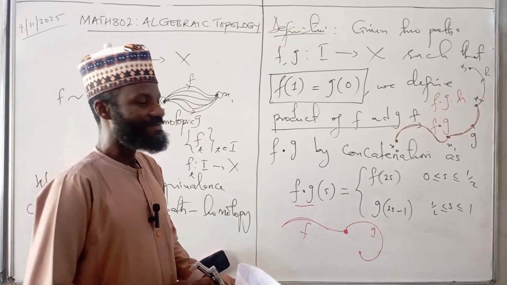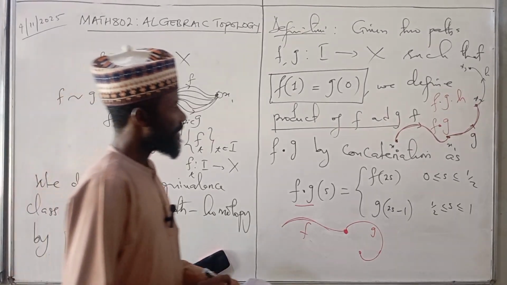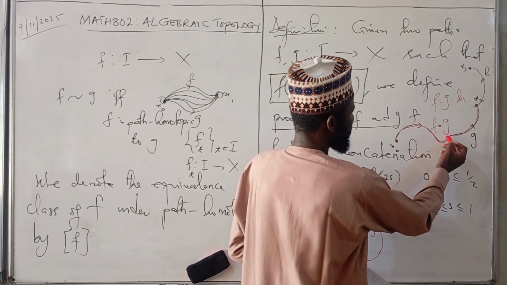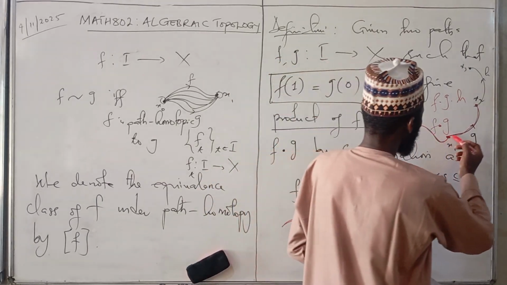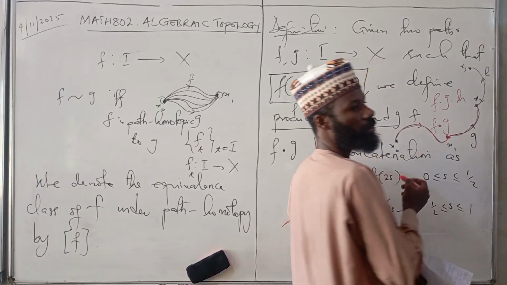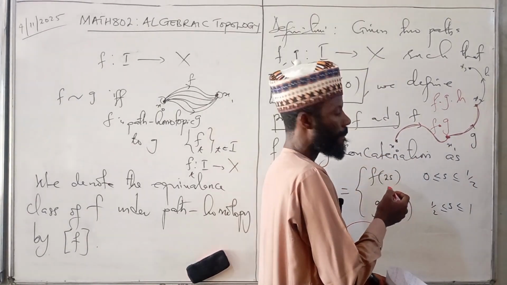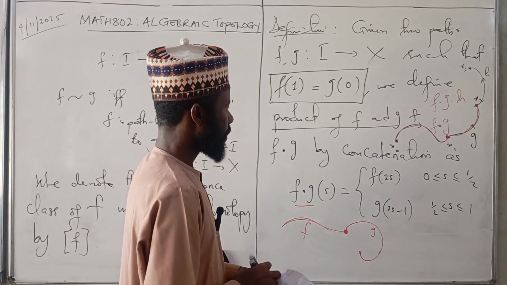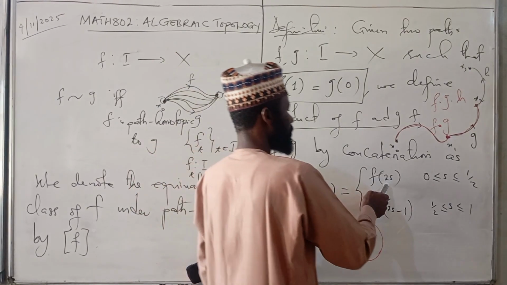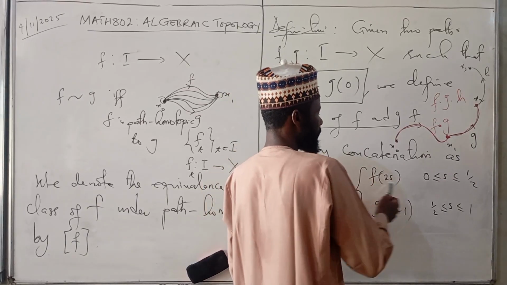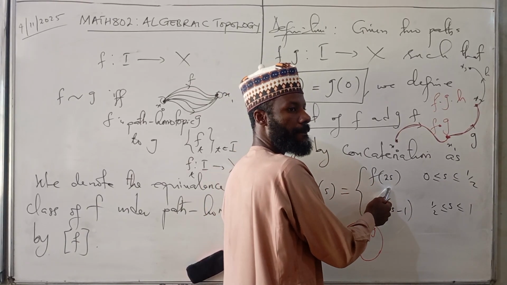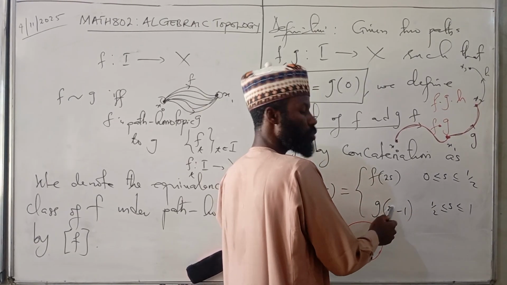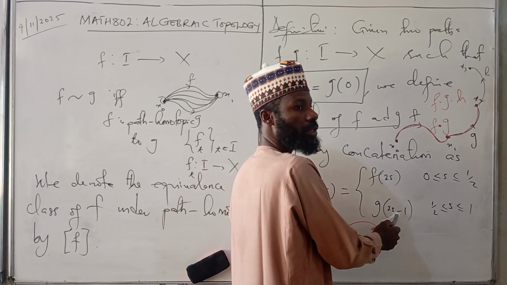From where? Yeah, to check, look at f. This is the terminal point. And look at what I call g. This is the initial point. This is f of 2s and g of 2s minus 1. If you substitute s equal to half, you have f of 1 here. And again, if you put s equal to half, g of 2 times half minus 1 is g of 0.